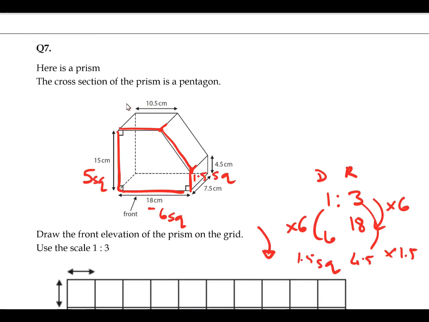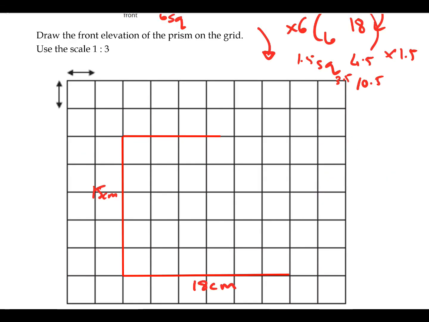Next, let's draw the top, which is 10.5 centimetres. So 10.5 centimetres, so to get from 3 to 10.5 is 3.5 squares. So we need 3.5 squares to go from the top of the 5 across. So let's go back to the drawing and draw that. So these 3.5 squares represent 10.5 centimetres.